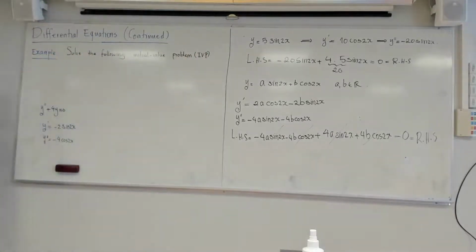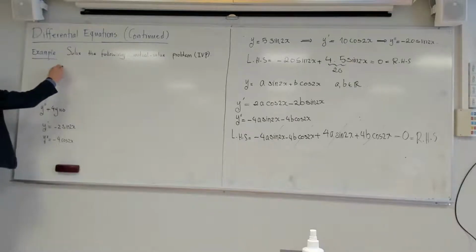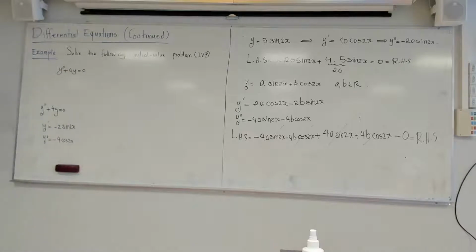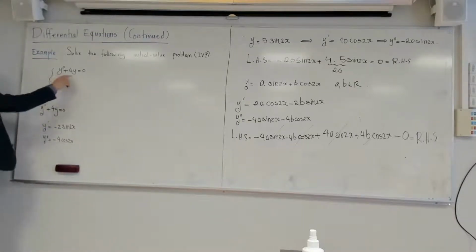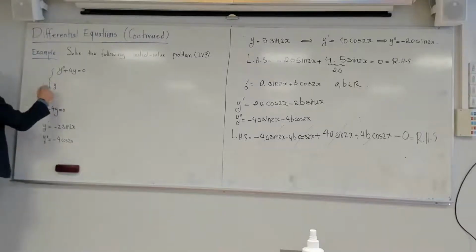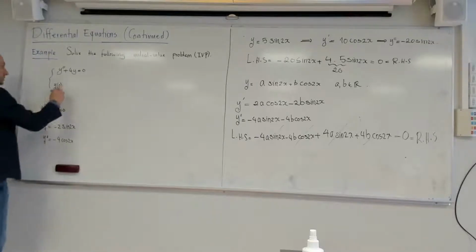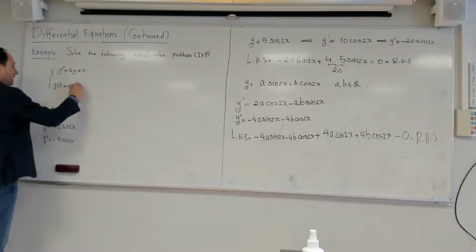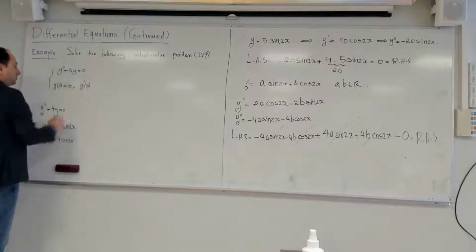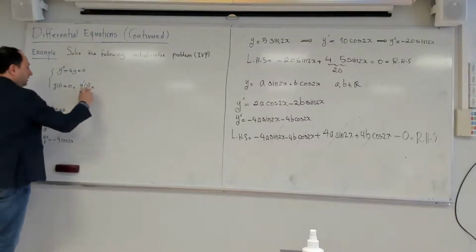So what do I mean by initial value problem? Initial value problem is a differential equation together with some extra conditions that you impose on the differential equation. Okay, so for example, we usually write it in curly brackets. This is my differential equation, and I demand that y of 0 be 0, and I demand y prime of 0 is equal to 1.